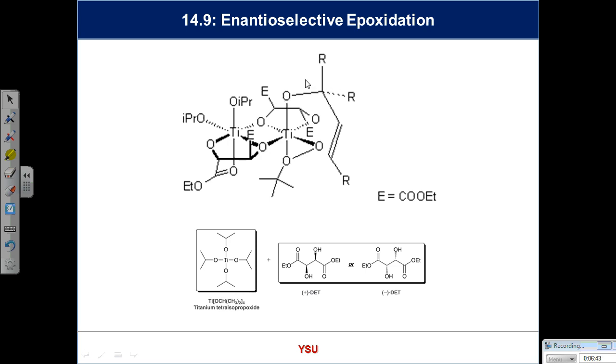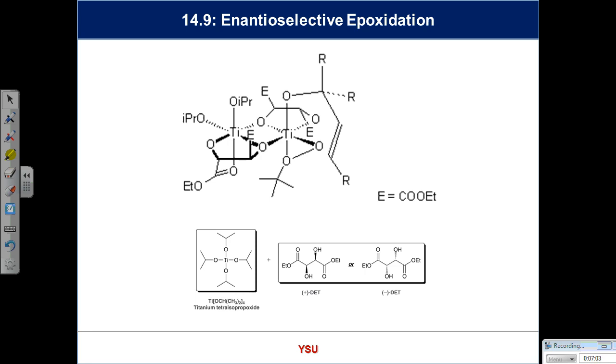So in this case, the alcohol is pointing towards the titanium, and that sets up one face of the double bond being back towards the catalyst and one face being pointed out. So it's simply being blocked. The back face is being blocked and the front face is accessible. And then we have some epoxidizing reagents, some peroxide, for example, that can come in and deliver from one face.